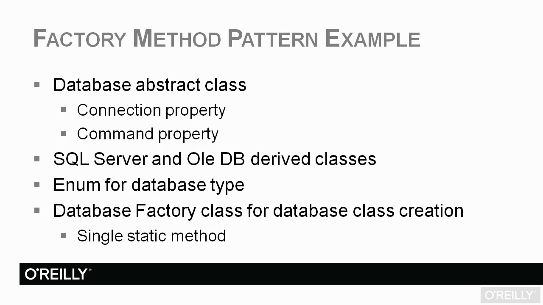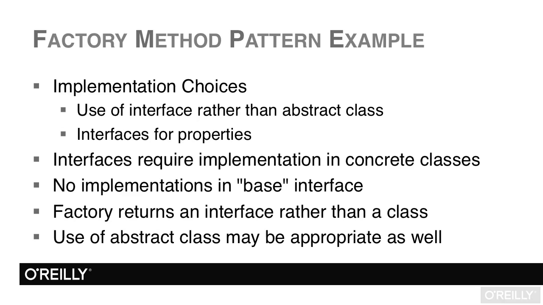And then we have an enum for the database type. And this is where we're starting to get into the factory method pattern. The enum will tell the factory method what type of database we want to create, whether it be SQL Server or OLEDB or whatever. And then we'll have a database factory class for the actual database class creation. And this is going to be a single static method. We also have some implementation choices. The abstract factory pattern, of course, uses an abstract class.